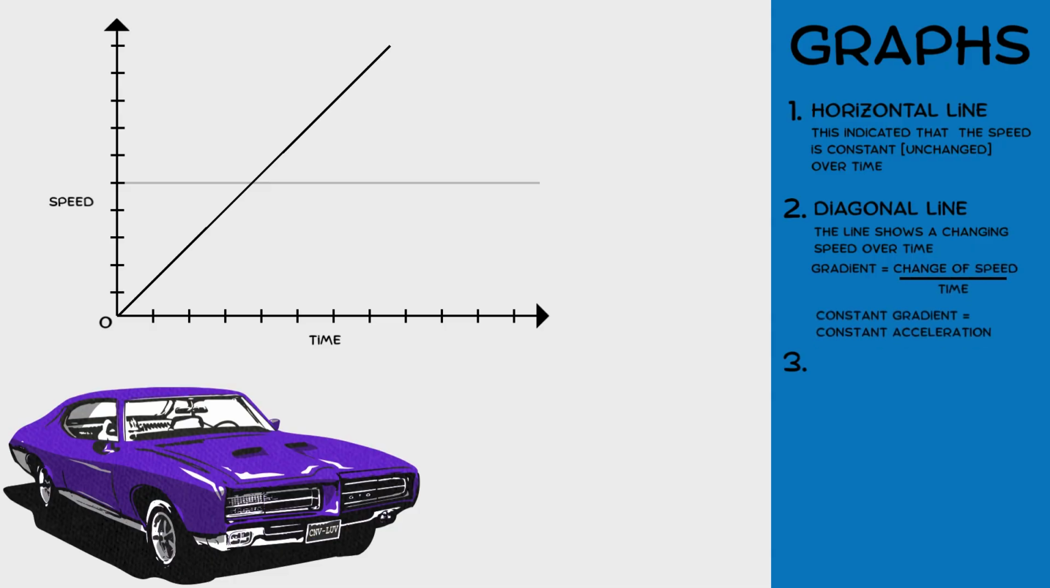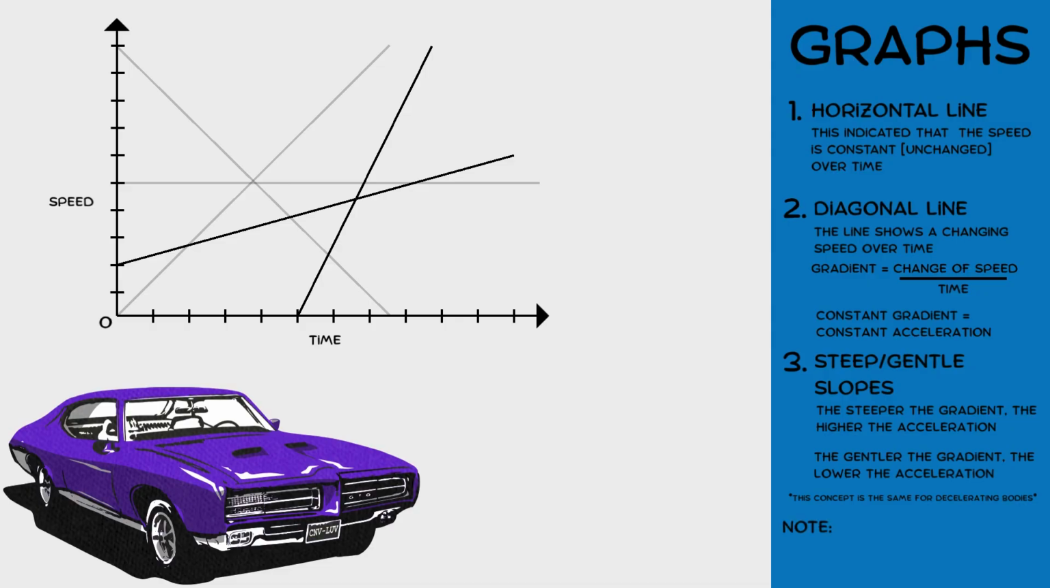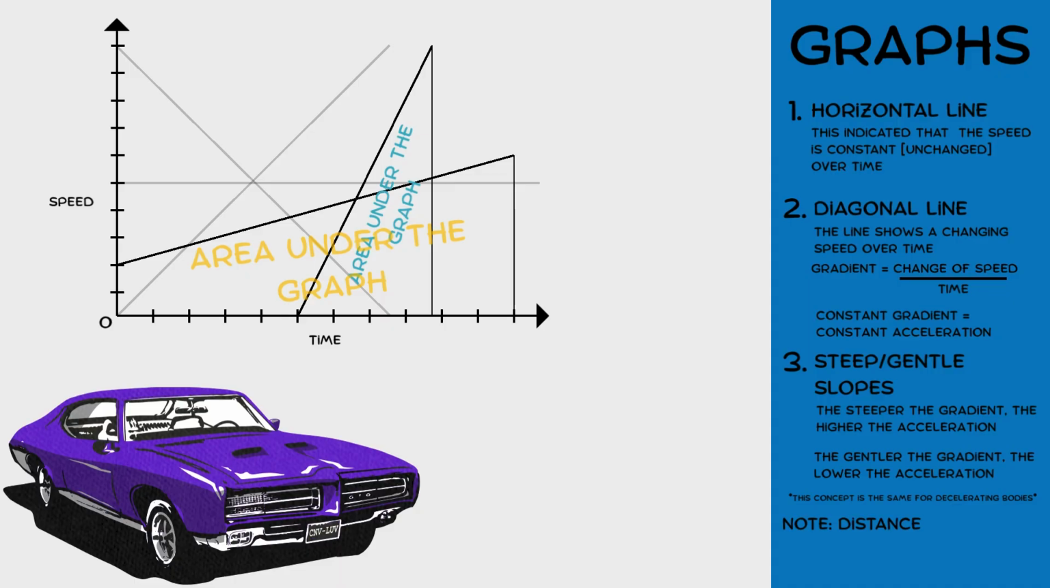If the line moves like this, then the car is decelerating. Thirdly, the steeper the gradient, the higher the acceleration, while the gentler the gradient, the lower the acceleration. Finally, as an extra, to find the distance of any line, you would need to find the area under the graph. This is because of the basic formula for speed, which applies solely for speed-time graphs.